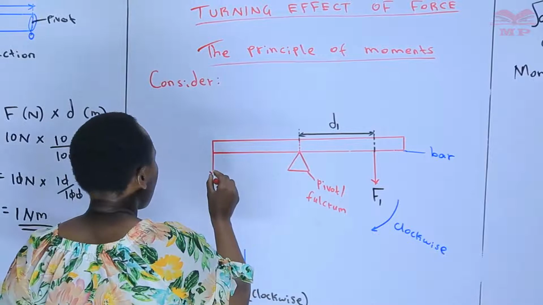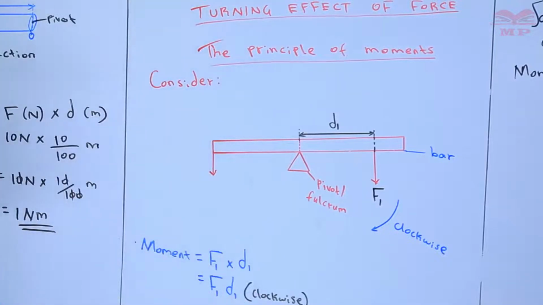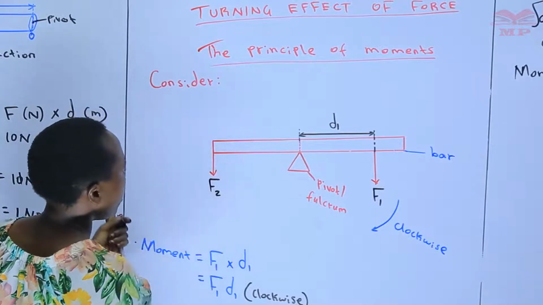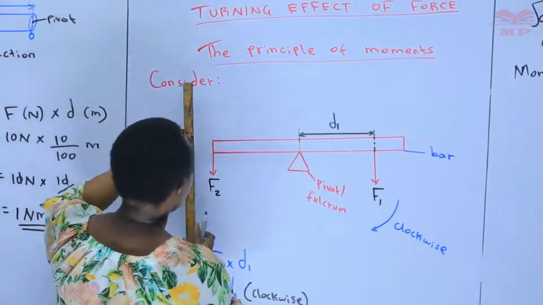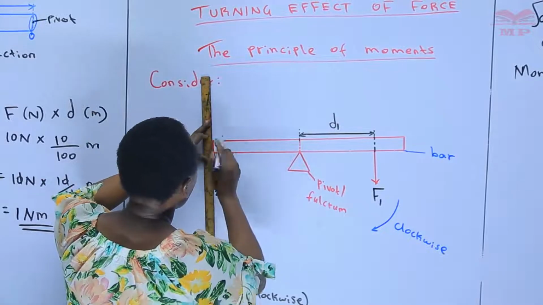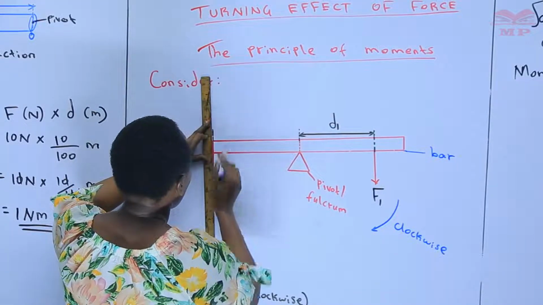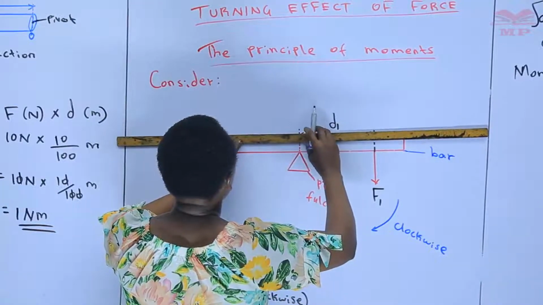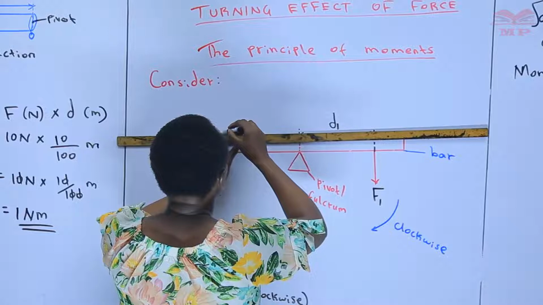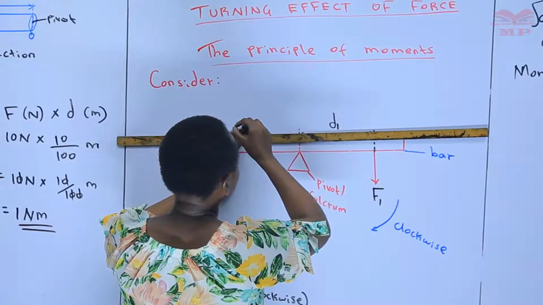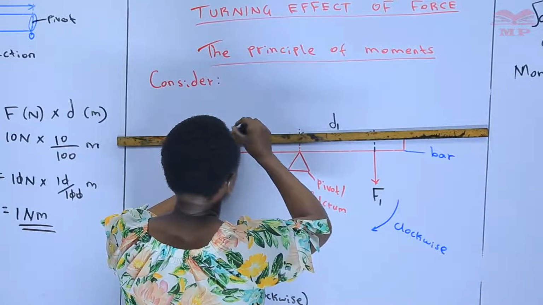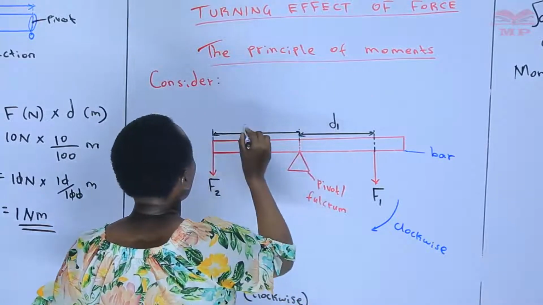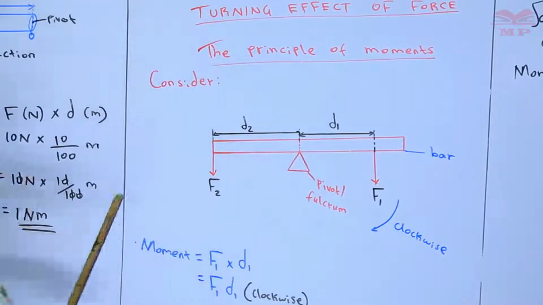So if we have another force here, we can call it force F2, and therefore the perpendicular distance from this force F2 to the pivot, this distance, we can have it as D2. So we have distance D2 there.